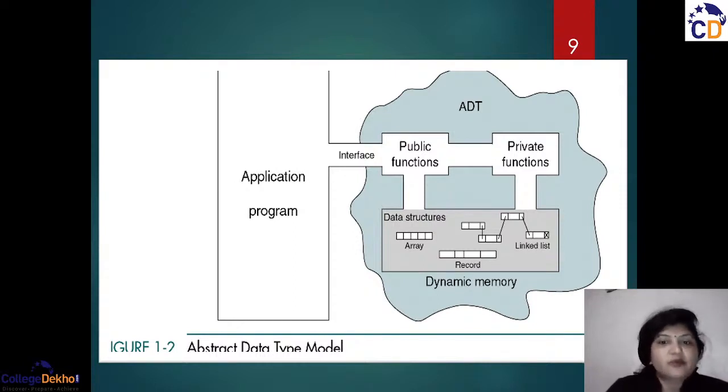It could have some data structure that I told you about, that could be an array, that could be a list, that could be a linked list, that could be a record, that could be a tree, that could be a graph, that could be anything. And that is connected to an interface with the application program. How the user is going to access this, right? So this is the basic architecture of the data type model.